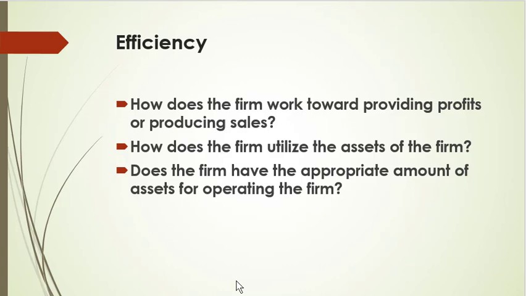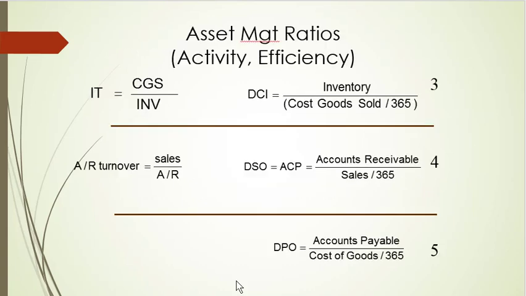What about efficiency? How does the company work towards providing profits, right? How do they manage, or how well do they manage the assets of the company? So the next thing we have are some ratios. The inventory turnover ratio and the accounts receivable turnover ratio.